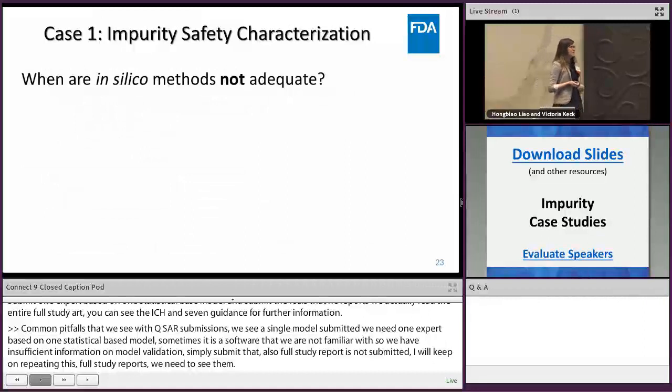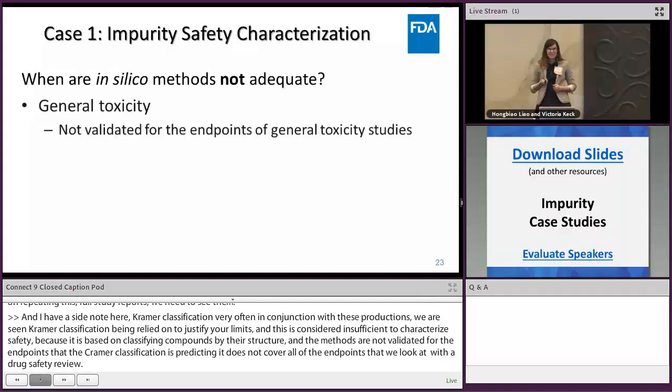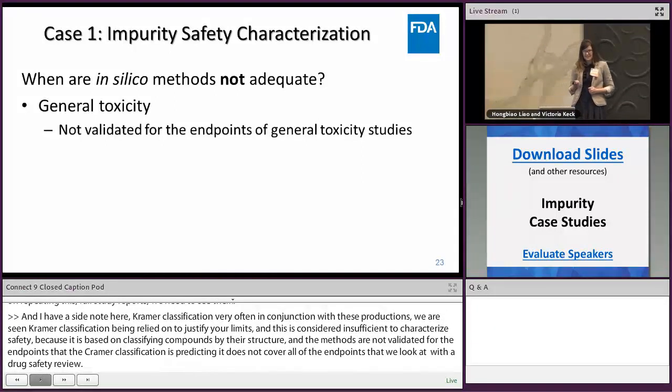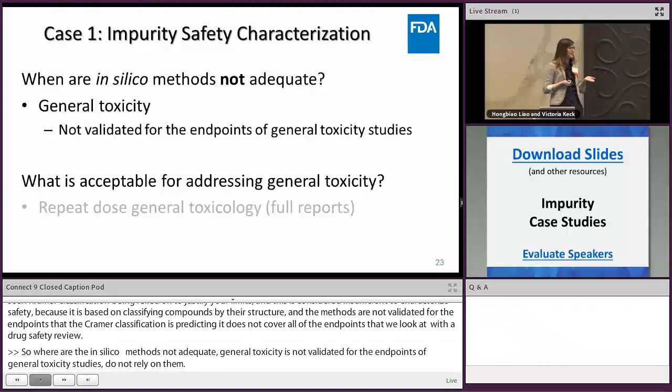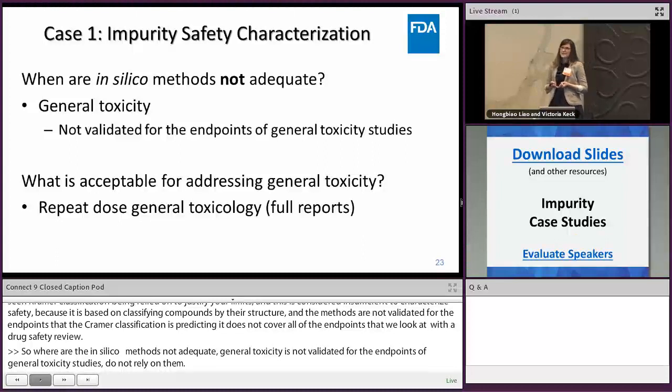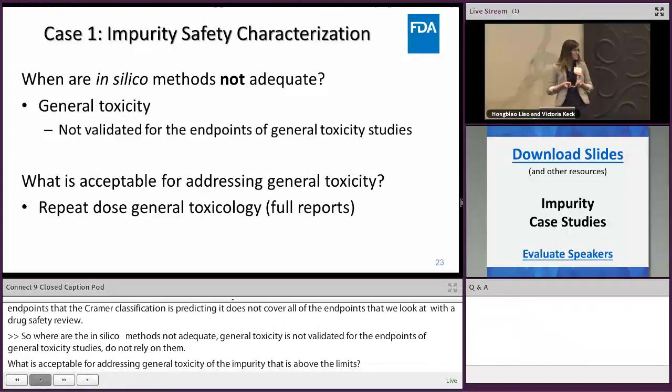So when is an in silico method not adequate? When it's not bacterial mutagenicity prediction. General toxicity is not validated for the endpoints of general toxicity studies. Do not rely on them. So what is acceptable to address the general toxicity of your impurity that's above ICH limits? You can either conduct a repeat dose general toxicology study. Please conduct this within the context of use of the drug product. So if it's an oral product, an oral study, intravenous study.